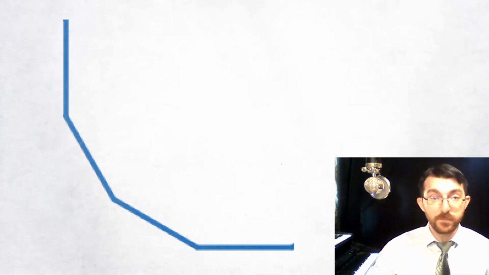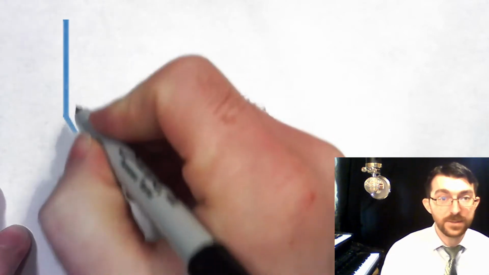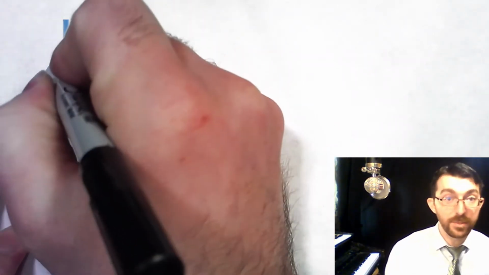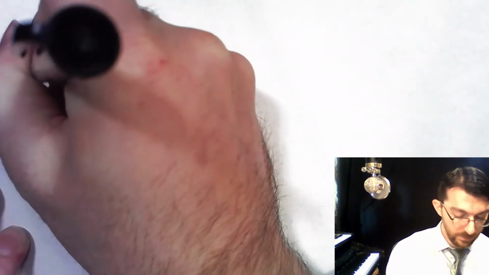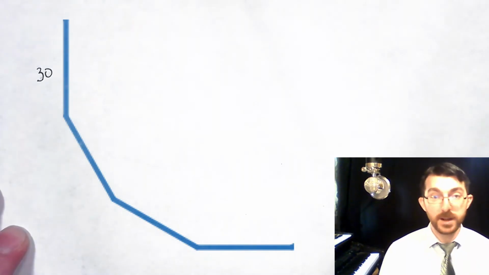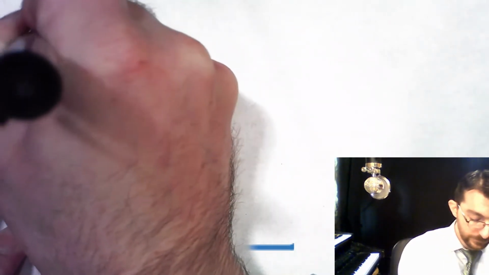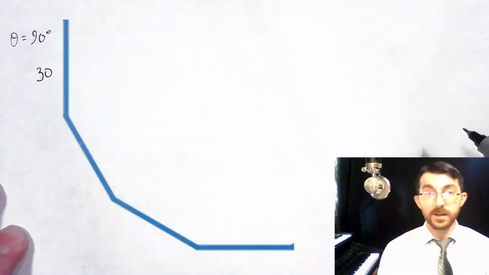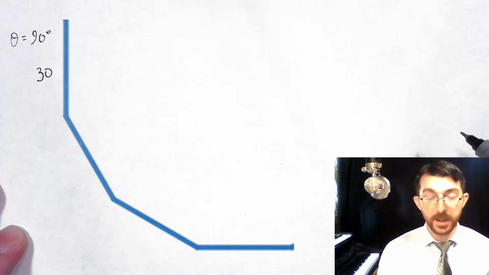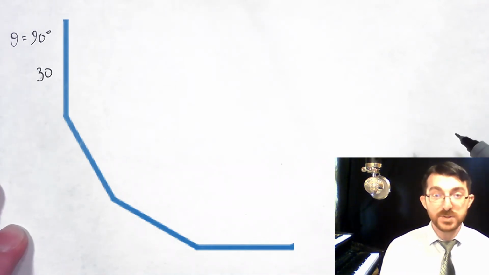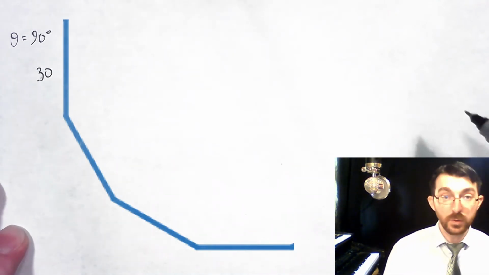Okay, so the information we have is that this segment is 30 meters long, right? And that this is completely vertical. So that means that we're dealing with a 90-degree angle. Okay. So that said, here's all the things that we have to deal with.